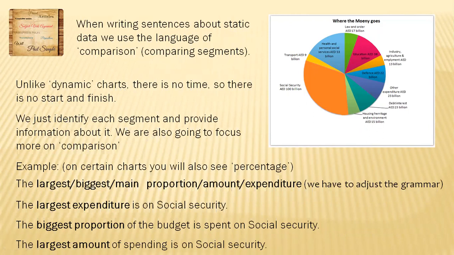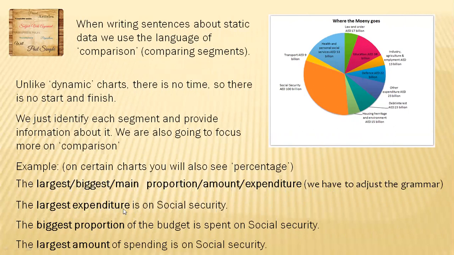So here are some example sentences, going back to what we just looked at. The largest, biggest, main, proportion, amount, expenditure. We have to adjust the grammar depending on what the information is showing us. So here are some expressions that we're going to use. Using these expressions, I've made a couple of example sentences.